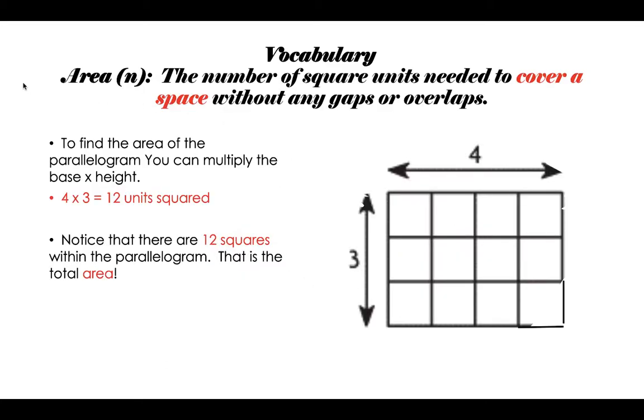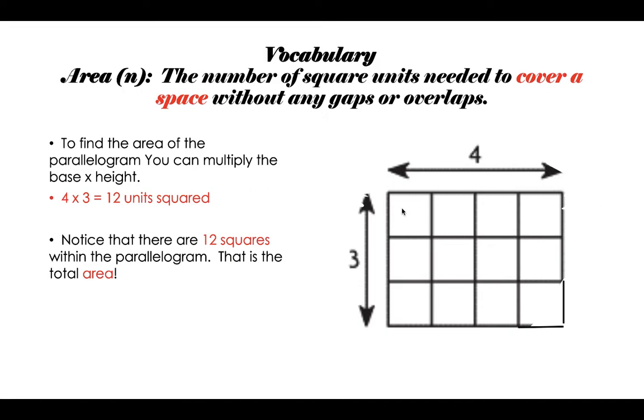Another vocabulary word is the word area. Area is the number of square units needed to cover a space without any gaps or overlaps. So the area is how much space you have inside of a shape. This one is 4 units. It could be centimeters, meters, feet. Right now we're just going to call them units. We don't know the exact unit.